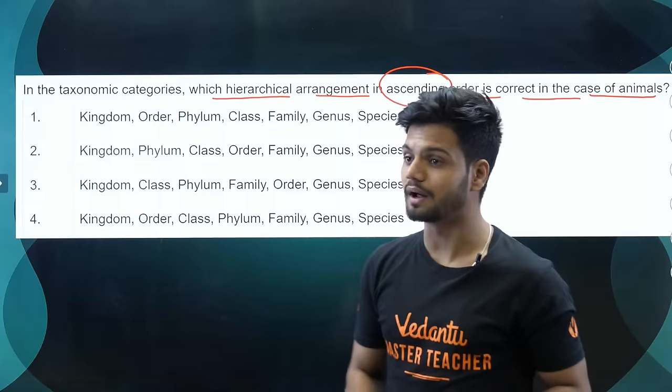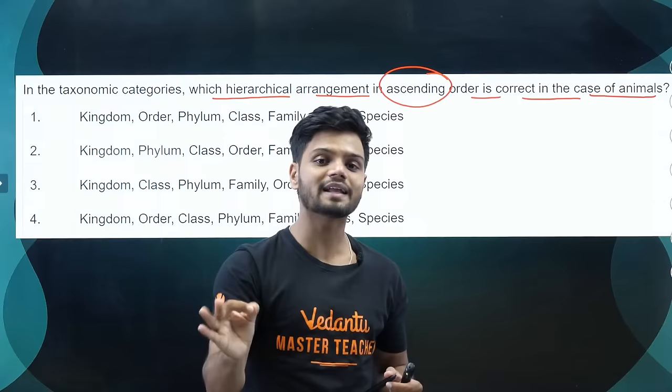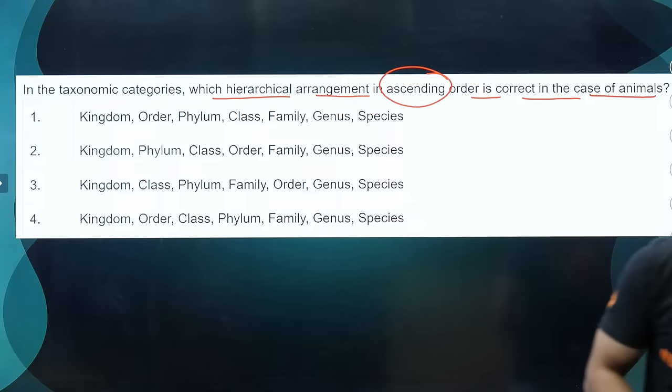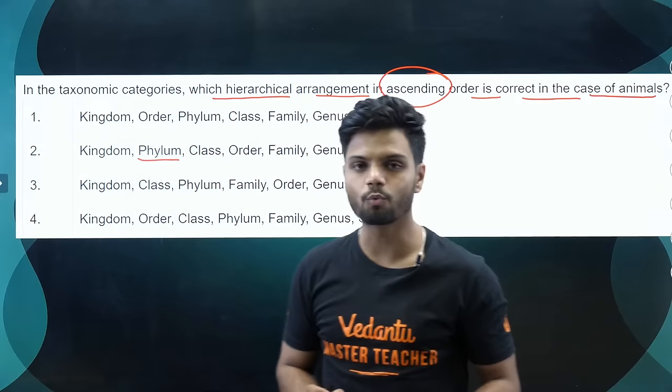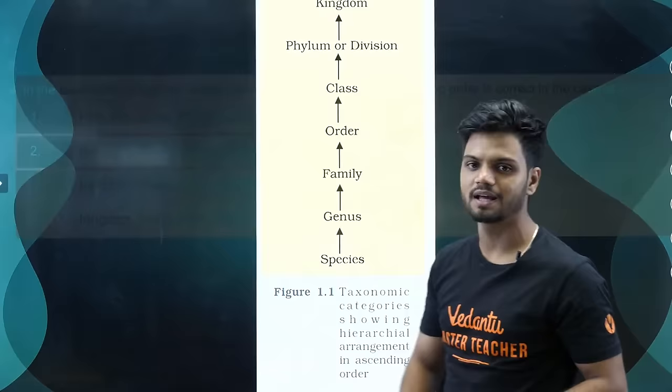So kingdom, phylum, which is it? Take 10 seconds, and I'll show you exactly where in NCERT this question has come from. 10, 9, 8, 7, 6, 5, 4, 3, 2, 1. Done. Exactly. Kingdom, phylum. Now why is phylum mentioned here? Because it is the case of animals. So your kingdom, phylum, class, order, family, genus and species.